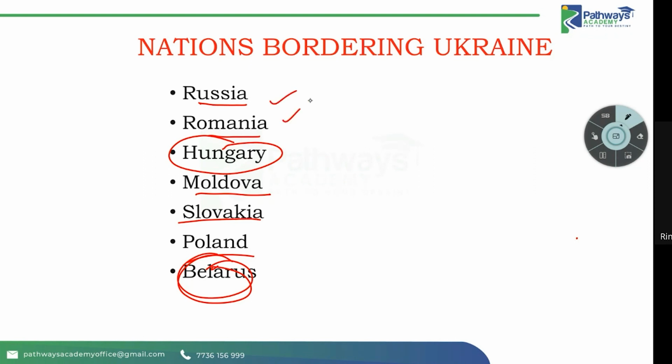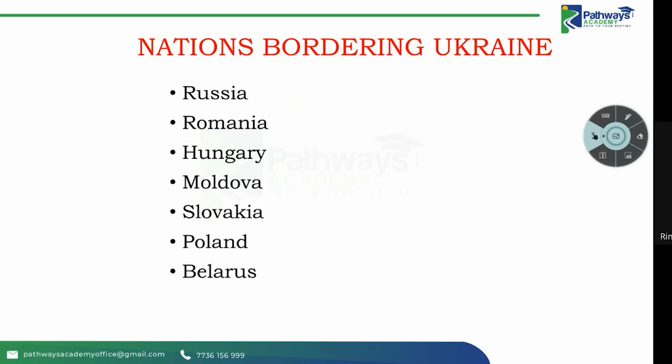Russia's lover quarreled when they became hungry for a Moldova biscuit. Moldova. Then Poland came to solve the issue. Poland, Slovakia, and they separated them with force, Belarus. So these are the countries bordering Ukraine.